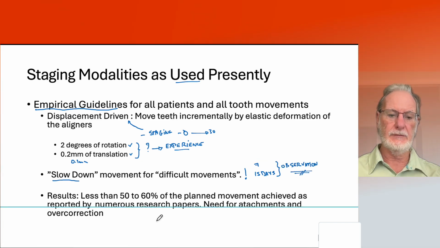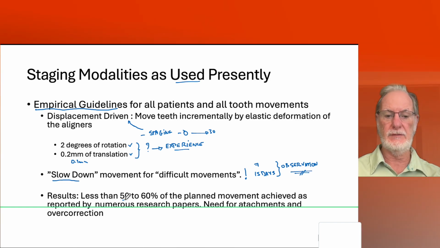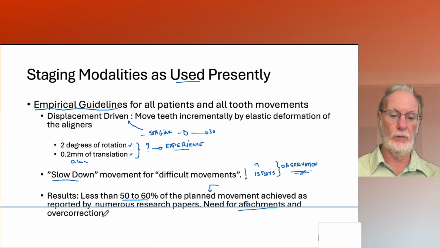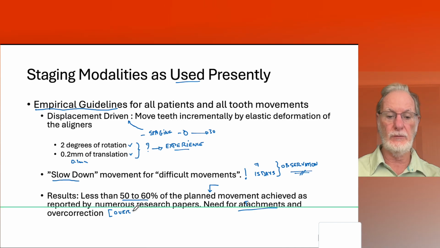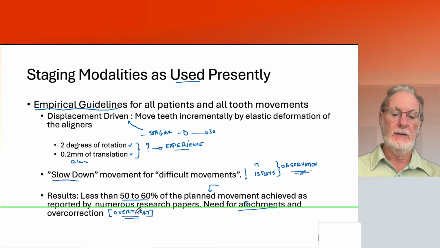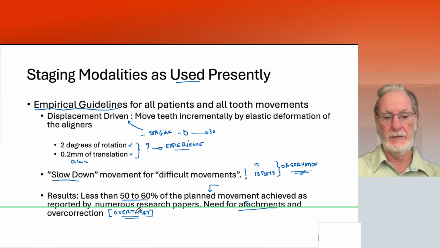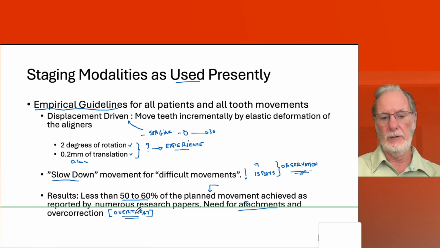The result of this is basically we get 50 to 60% of the planned movement expressed by the aligners. There is a need for attachments and overcorrection or overtreatment, as I think someone from Invisalign once said. So you have to overtreat the malocclusion or overcorrect, which is pretty much the same concept, I would say, to get to the results you want to obtain. But it's again very empirical. There is no real science behind it.